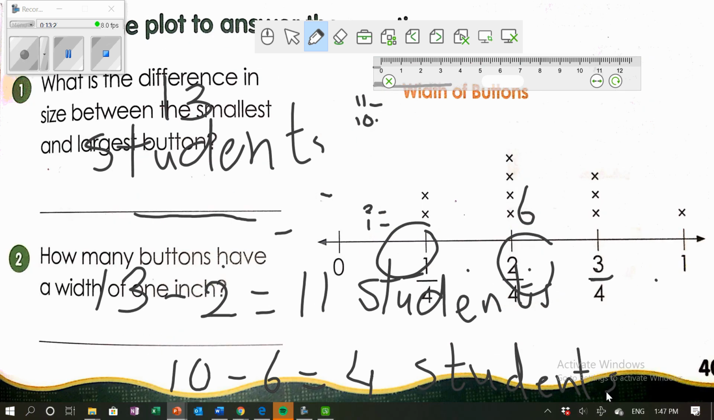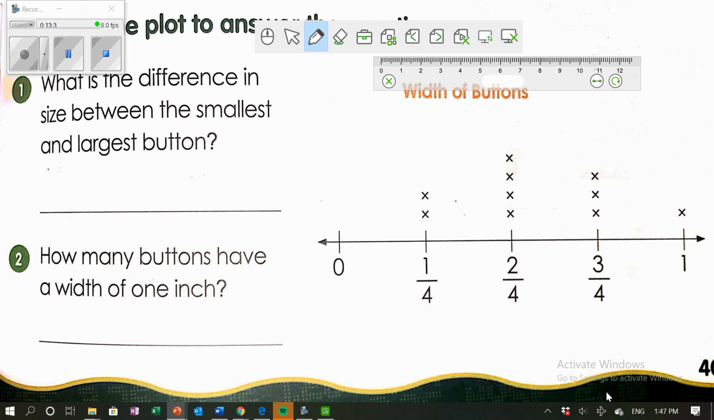Let's go to the next problem. Use the line plot to answer the question. I guess it's about the width of a button, like you can find on your shirt. The buttons, yes. I have 2 buttons with a quarter, 4 buttons with 2 quarters or a half, and 3 buttons with 3 quarters, and only 1 button with 1 inch. So what is the difference in size between the smallest and the largest button? Here is the smallest, and here is the largest.